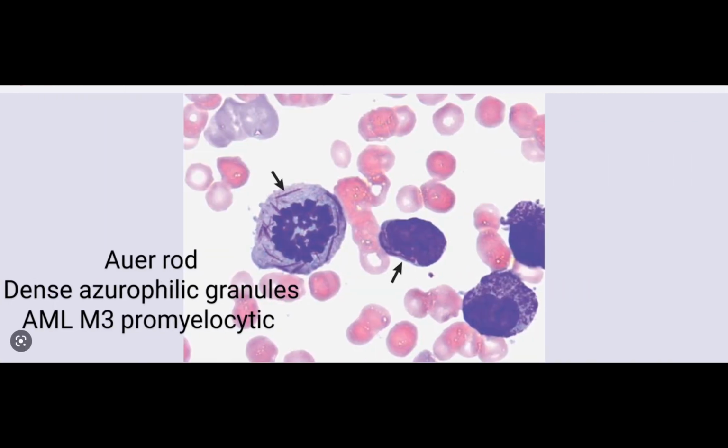Then we have the Auer rods. The Auer rods are shown by the arrows. These are dense azurophilic granules, and these are basically found in myeloblasts in AML M3, the promyelocytic variety.